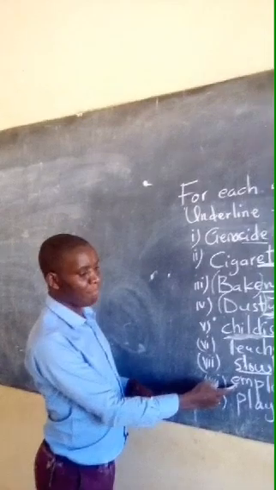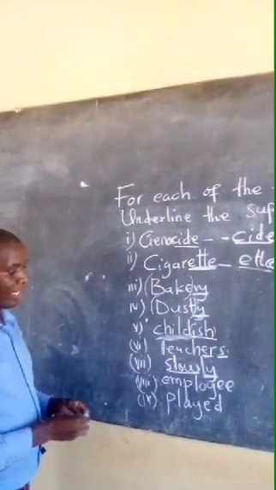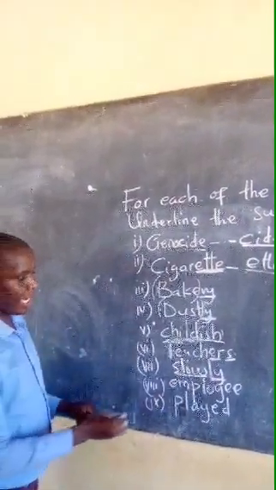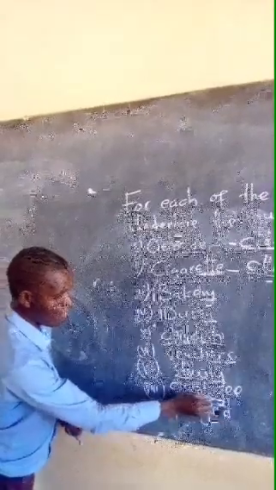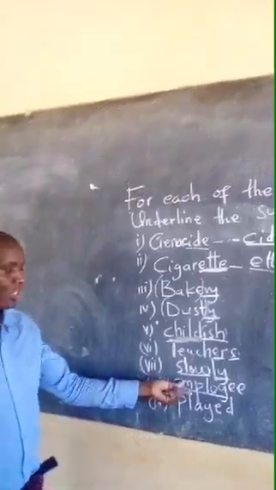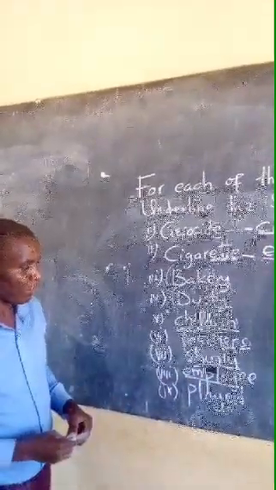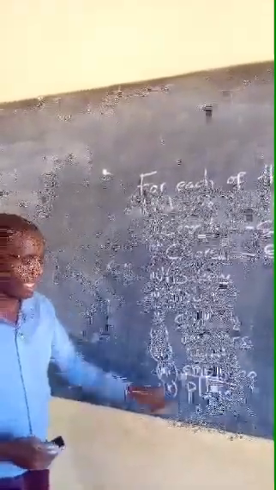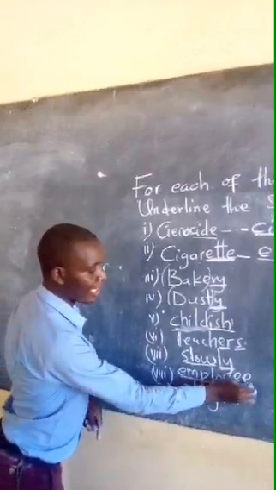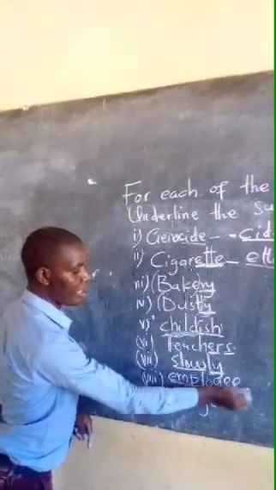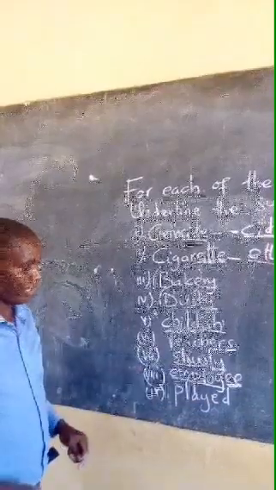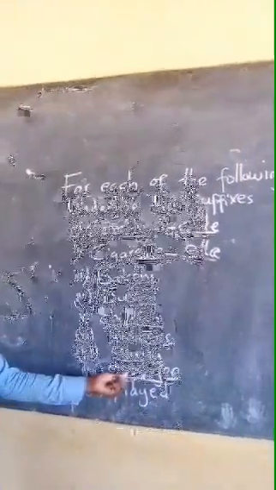Another word is employee. The original word here is employ. So we have to identify which particle is added. Here it is ee, double E. This is the suffix, and this is the root word.